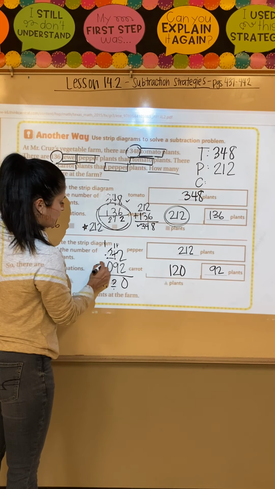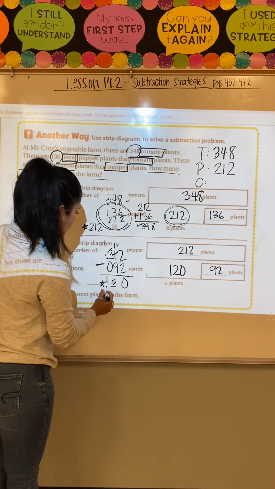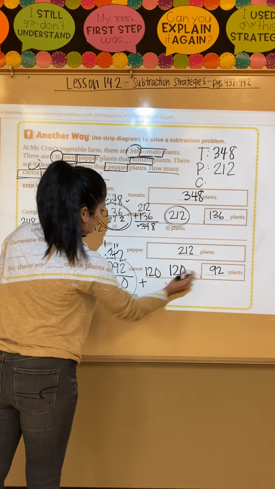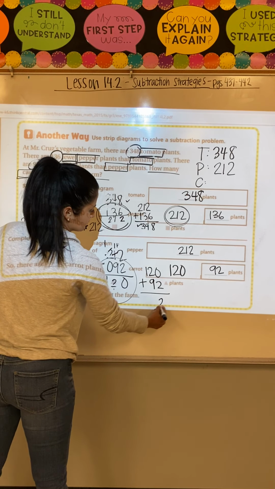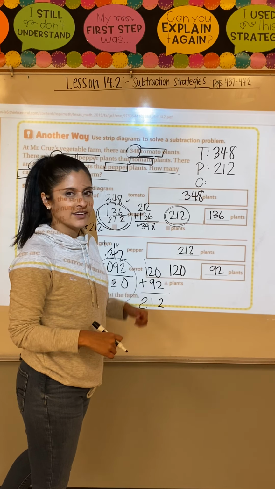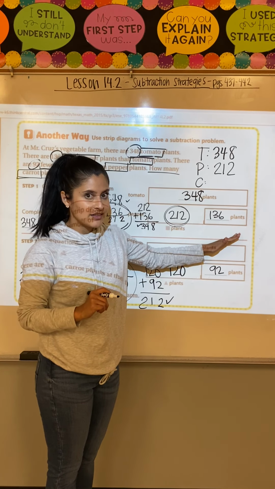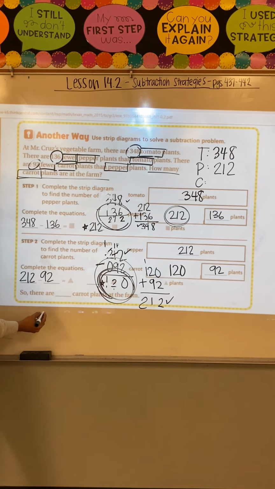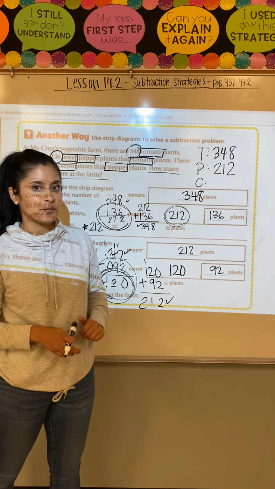So let's use our inverse operation of subtraction. Let's use addition to prove our work. So I'm going to take 120. I'm going to add 92, and let's see if we get 212. Did you get 212 when you double checked your work? Great. All right, now remember 212 represents the pepper plants. The amount of carrot plants that we have is 120. So there are 120 carrot plants at the farm.